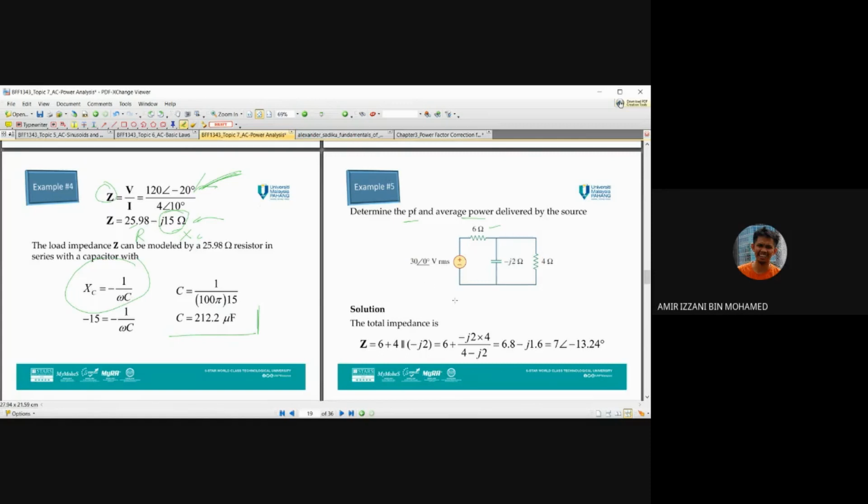From here, we determine the total impedance. We know these two are in parallel, so do the parallel calculation here, plus R, and finally we get the impedance is 7 at the angle of minus 13.24 ohm, sorry, 24 degrees.